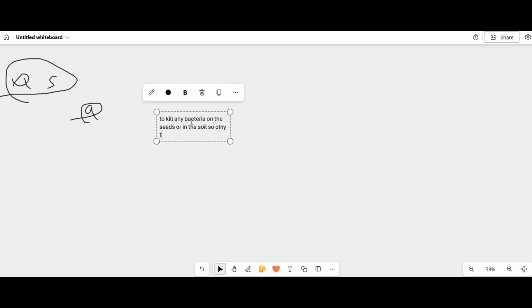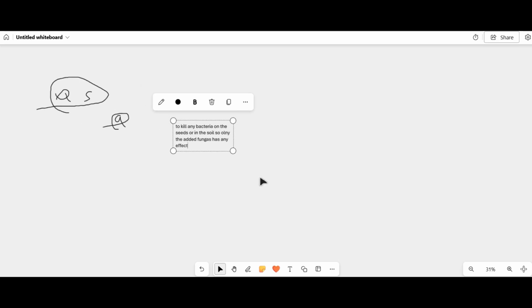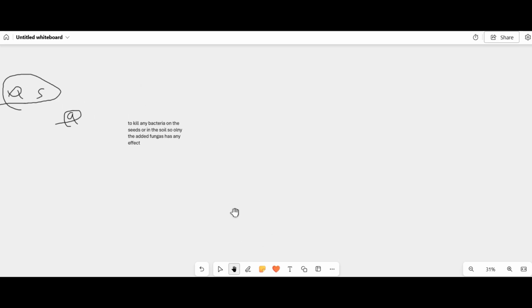So only the added fungus has any effect. So you can actually use it as a control variable, so that only the added part you can see the effect, not what was already there before. It standardizes the method. Part B.